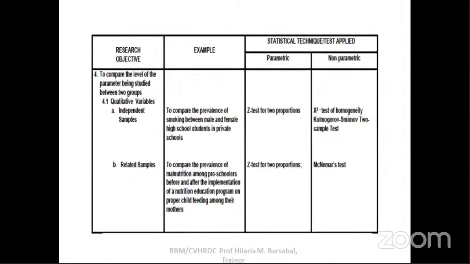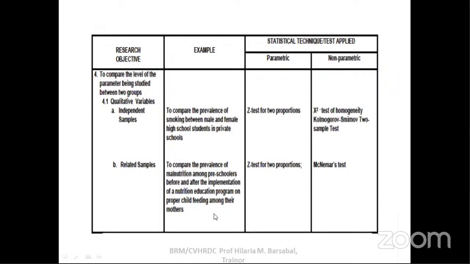All right? And another research objective, for example, you talk about comparison. All right, compare the prevalence of smoking between male and female high school students in private schools. So again, it is an independent sample. You make use of z-test for two proportions, but it is when it is parametric. But if it is non-parametric, it is actually a test of homogeneity, chi-square, no? The Kolmogorov-Smirnov two sample test.